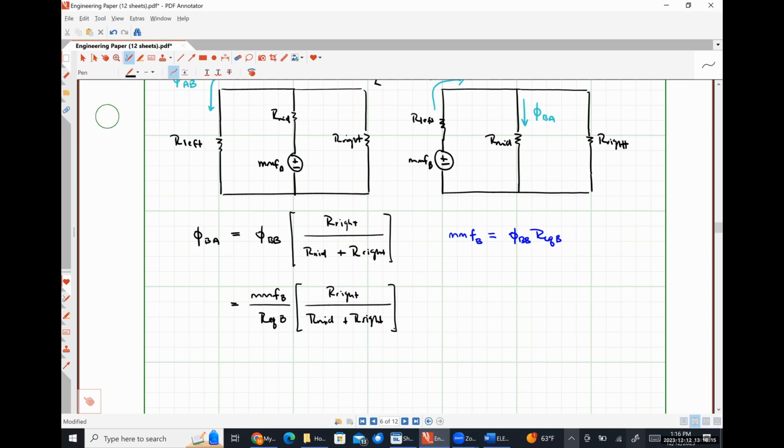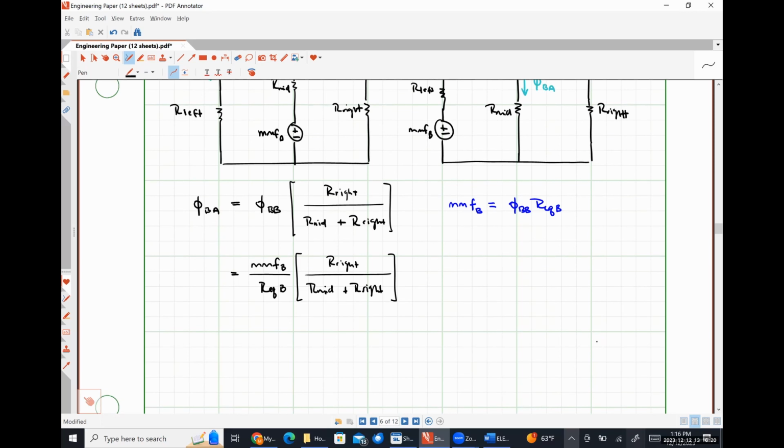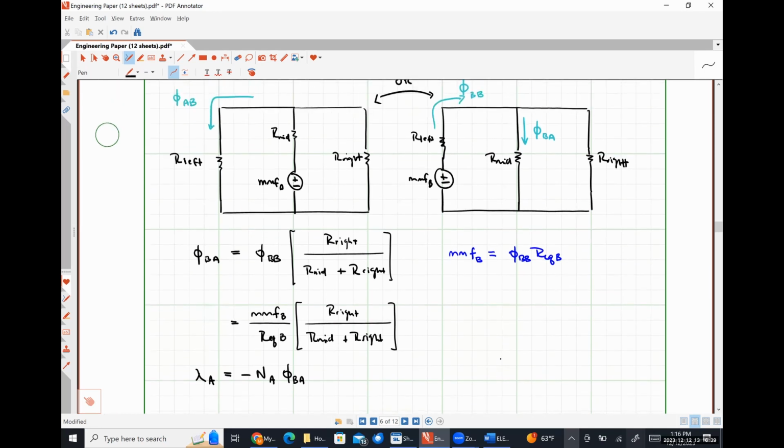Our goal is to find our mutual inductance. So the flux linkage of coil A is going to be negative NA times phi BA, where the negative sign comes from the fact that the flux seen in coil A generated by coil B is opposite to the direction of the flux that's generated by coil A.